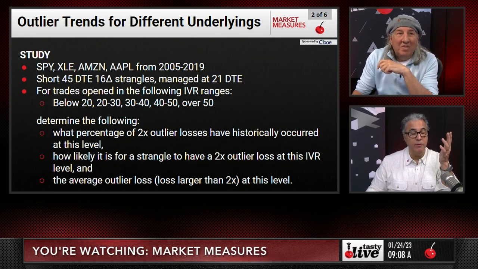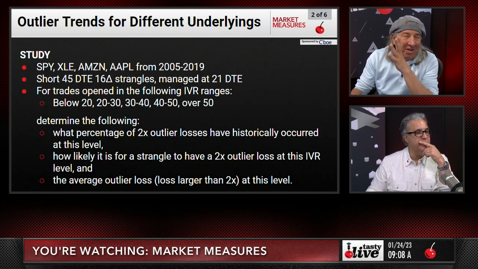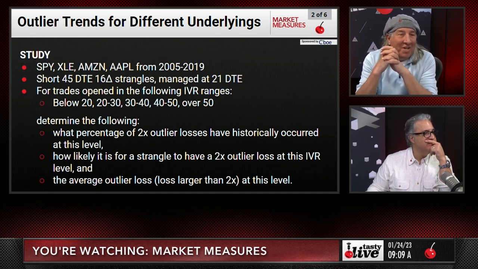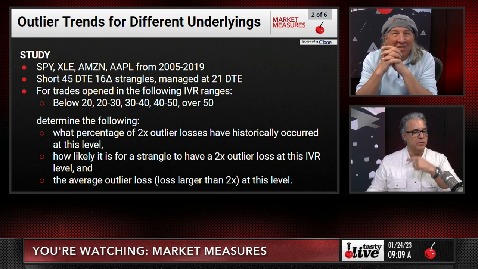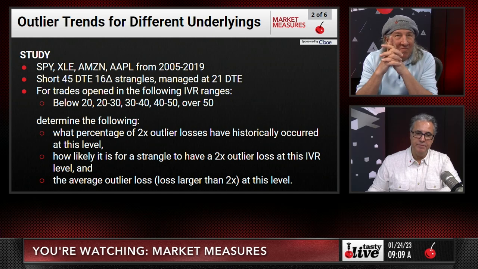Which would not be a good thing if you're selling premium, right? Right. You obviously don't want outlier losses, but you want to know, hey, do I have more outlier risk if the IVR is 15 or if it's 55? Sure. So I can be compensated. I get it. You're going to find this really interesting today.